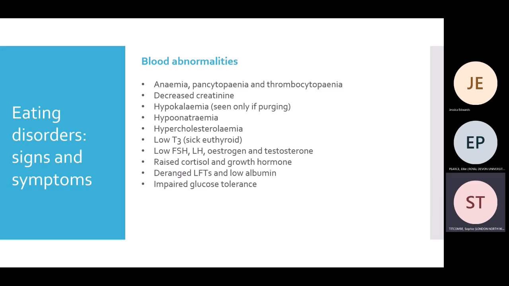We can also see low thyroxine levels, low FSH, LH, estrogen, and testosterone, and this is all to do with decreased activity of the pituitary gland. We can see raised cortisol and growth hormone as a stress response, deranged LFTs and low albumin, and impaired glucose tolerance. So actually there's a number of things that's important to be aware of that you might see in the blood work of patients who have got an eating disorder.